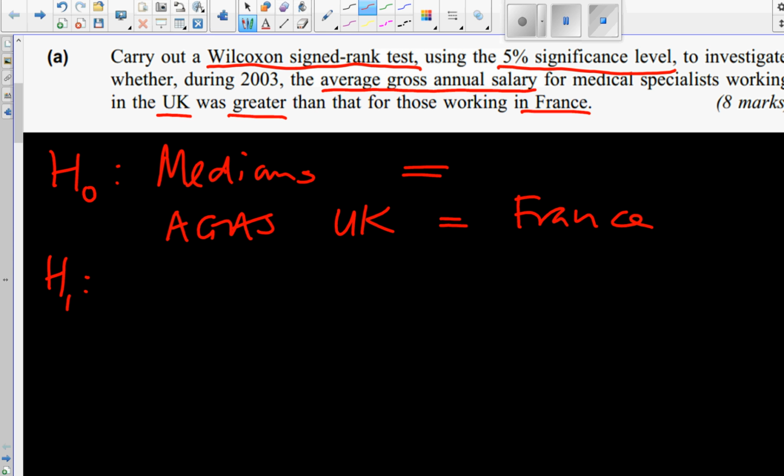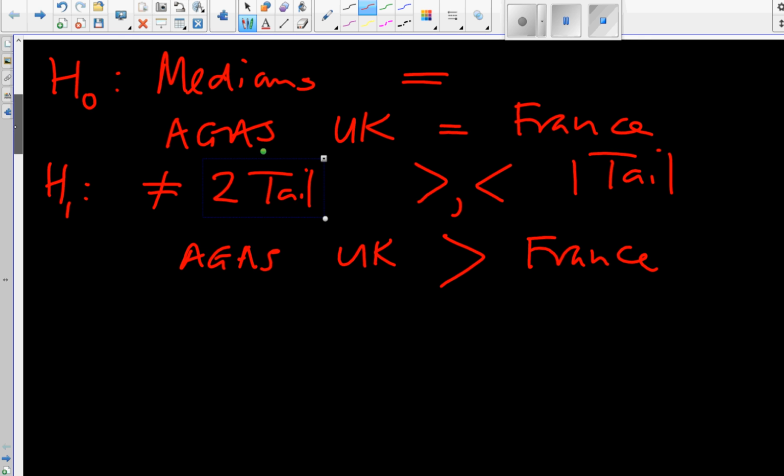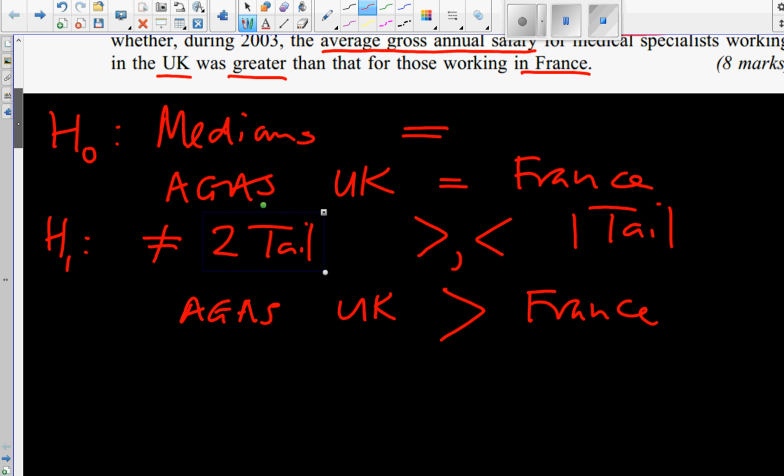Now, for our H1, our alternative, they've given it to us here, and we can see that from the wording, but we had choices usually. We can have it that it's not equal to, in which case we've got a two-tailed test, or it can be that it's greater than or less than, in which case we're on a one-tailed test. In this case, they've told us we're investigating whether the average gross annual salary in the UK is greater than that in France. So that's going to be our alternative, that the salaries in the UK are higher than those in France.